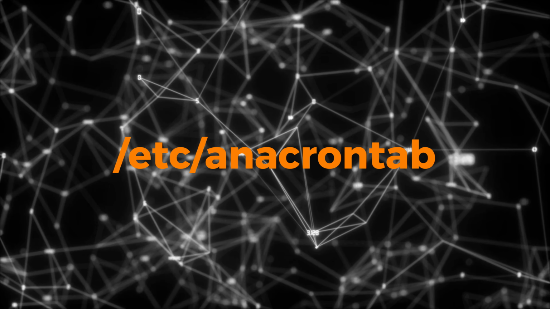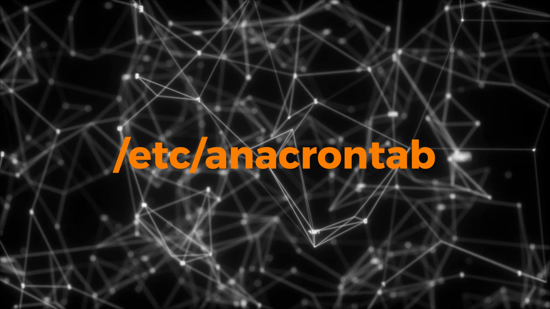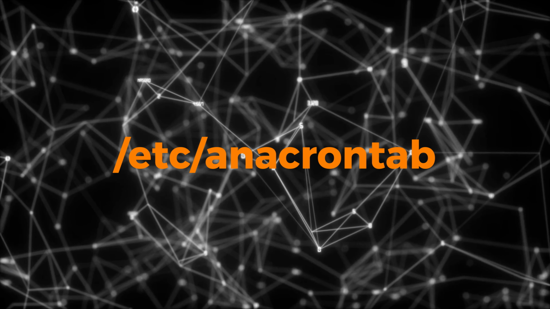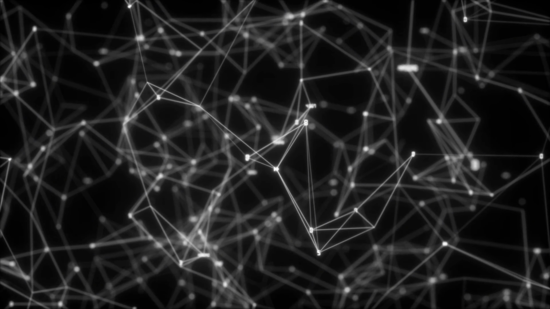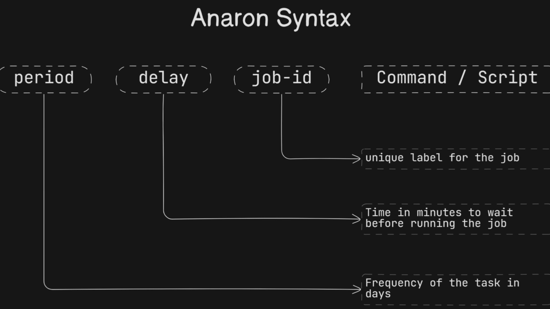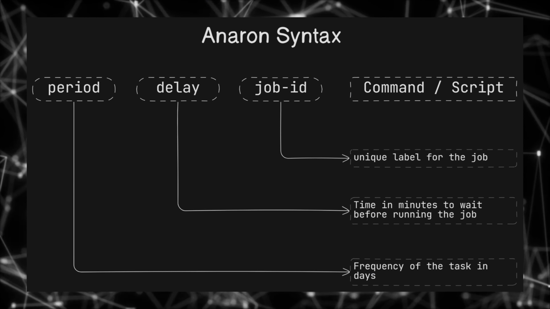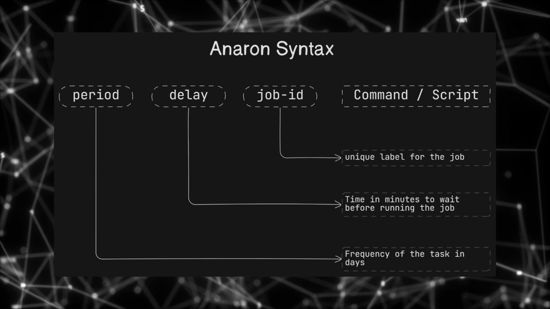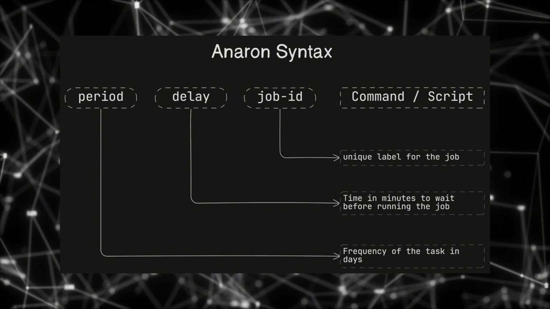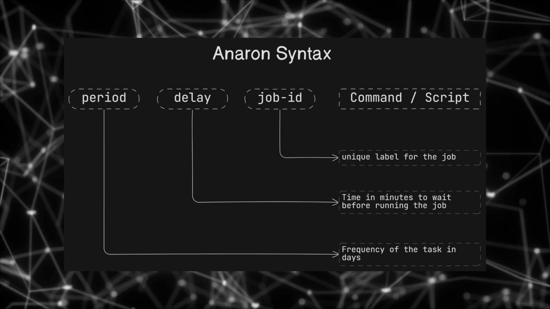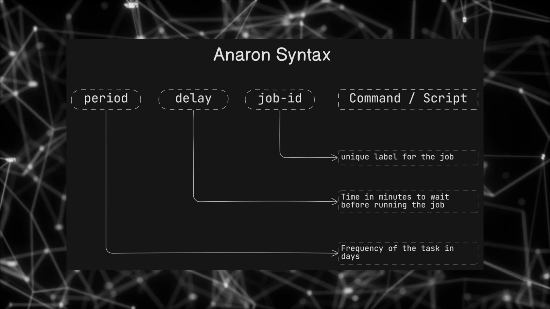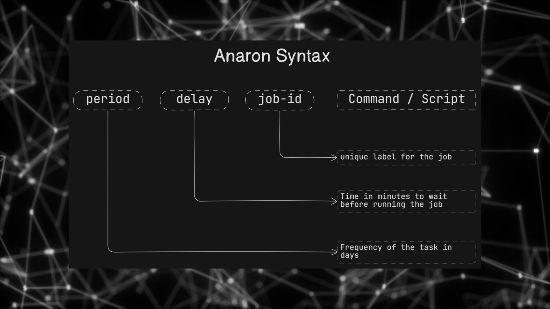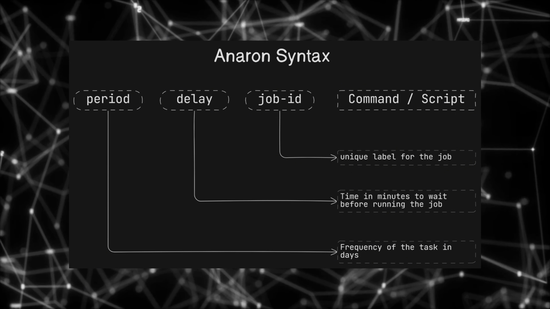Anacron uses the /etc/anacrontab file to manage its jobs. Each line in this file represents a scheduled task and follows a simple syntax. The first field represents the frequency of the task, like 1 for daily, 7 for weekly, or 30 for monthly. Then comes the delay, which is the time in minutes to wait before running the job after the system starts. And then comes a unique label for the job, and last, the script or the command to execute.